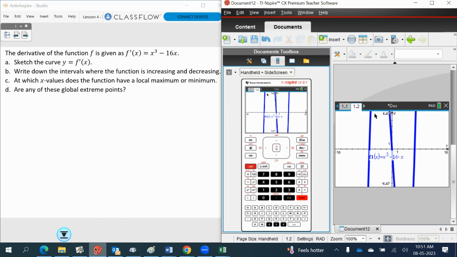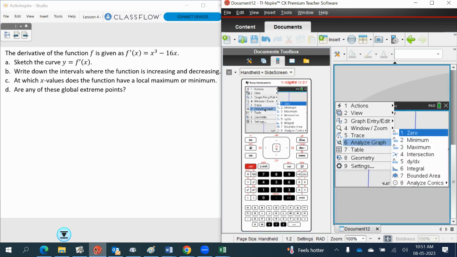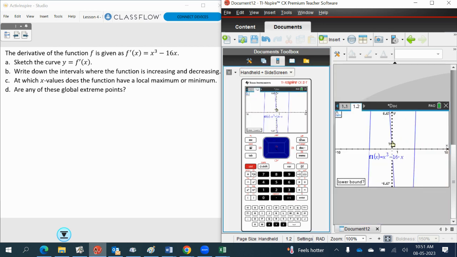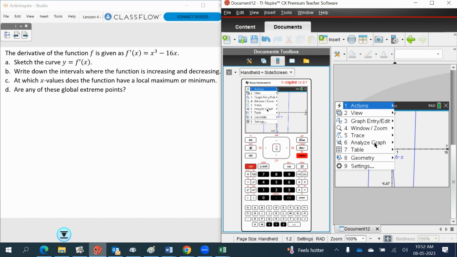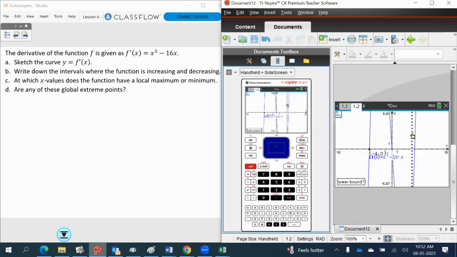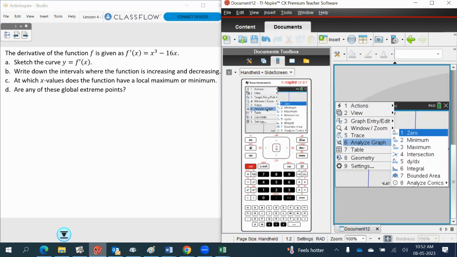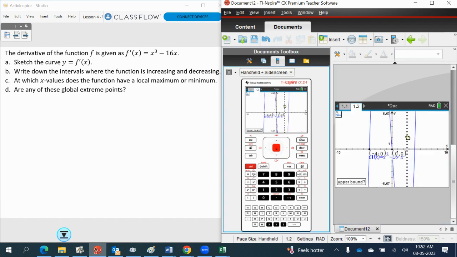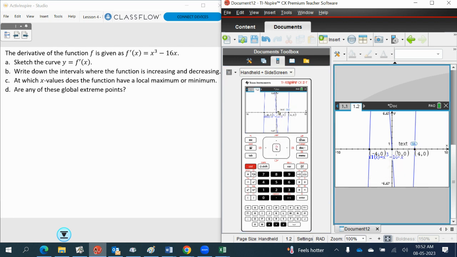So let's first find the zeros. We'll analyze the graph and find the 0 here. Then we'll repeat the process for the other two. Okay, we've got our 3 zeros now, but we can't see the maximums and minimums of this graph to sketch it properly.